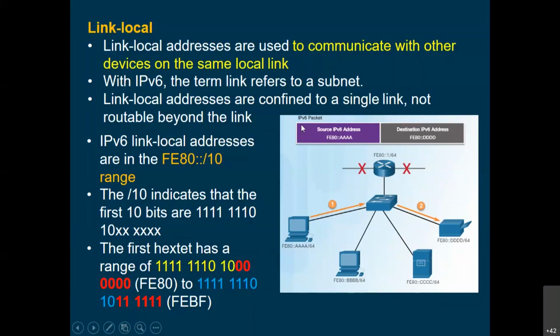So the IPv6 link local addresses are in the FE80::/10 range. This /10 means the first 10 bits you cannot change. It will be 1111 111010. That one you cannot change. The other bits at the back, you can change them. So the first hextet has a range of 1111 1110 10 and then all of the rest is 0s, which is FE80 until FEBF. So that's the range of the link local.